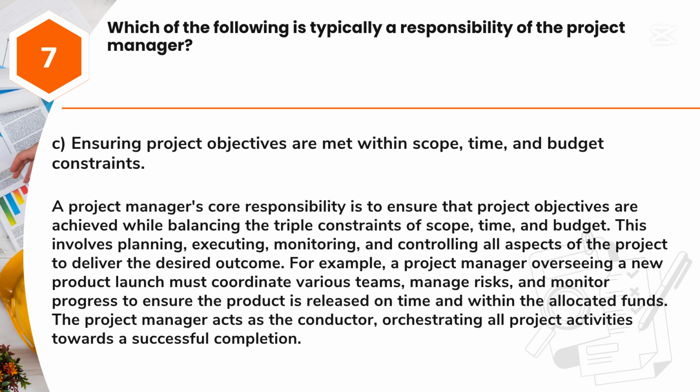Answer: C. Ensuring project objectives are met within scope, time, and budget constraints. A project manager's core responsibility is to ensure that project objectives are achieved while balancing the triple constraints of scope, time, and budget. This involves planning, executing, monitoring, and controlling all aspects of the project to deliver the desired outcome.